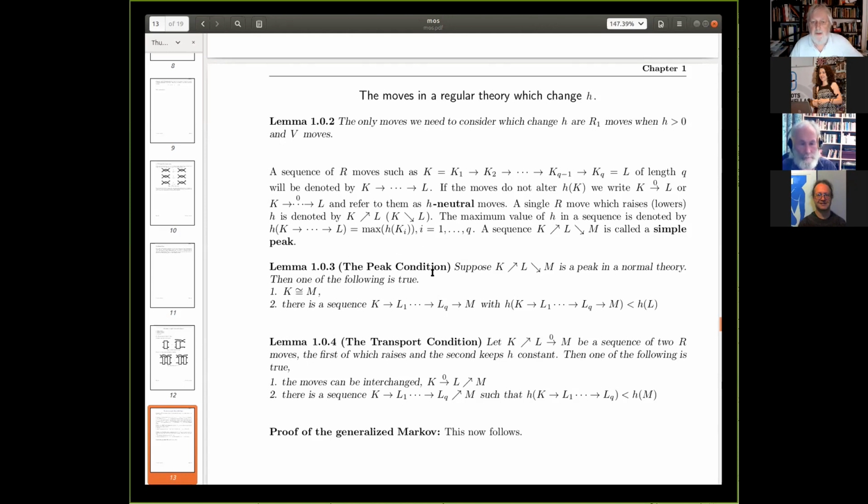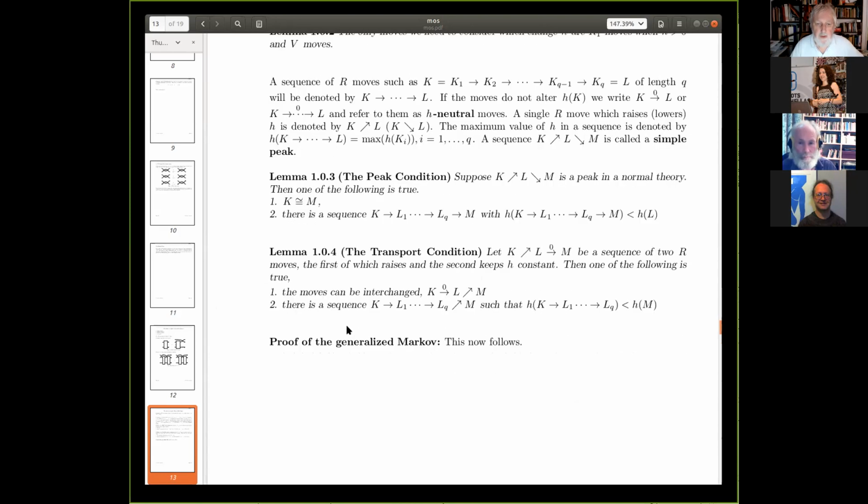So the peak condition says, supposing we've got a little peak like that in a normal theory, it has to be normal, then one of the following is true. K is isomorphic to M, or there's a sequence from K to M such that the height of this sequence is less than the height of L. In other words, you're pushing down H all the time.